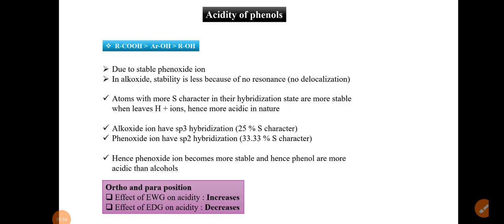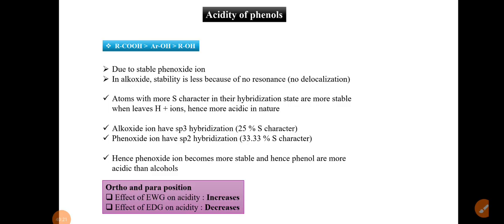Okay, यहाँ तक सब क्लियर है. Your phenols are more acidic than alcohols but less acidic than your carboxylic acids. अभी हम देखते हैं कि ऐसा क्यों है. ठीक है, क्यों है? क्योंकि फिनॉल में फिनॉक्साइड आयन फॉर्म होता है. What is it forming? That is the phenoxide ion. Okay, so due to that phenoxide ion, your phenols are more acidic in nature.